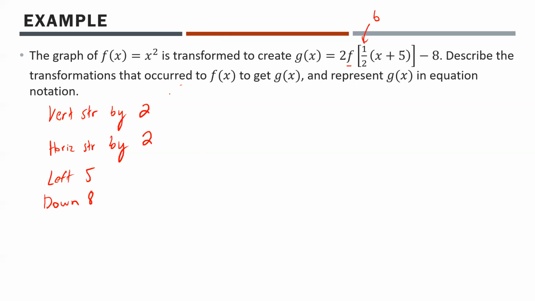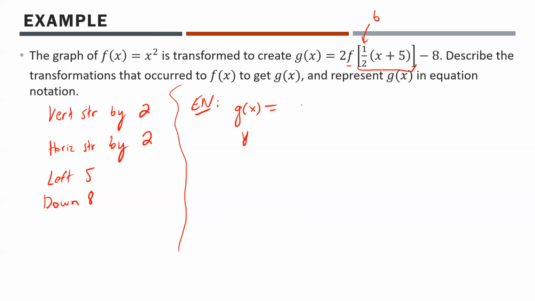Now it wants our equation notation. Let's give it what it wants here. So equation notation, this just basically means take all of this junk and put it into this right here. I always start with the inner stuff. This stuff inside the brackets is going to replace my x directly. So I can say g of x, that's the name of this function. If you prefer to just say y, it's up to you. g of x equals, change the inside of the function with this stuff.